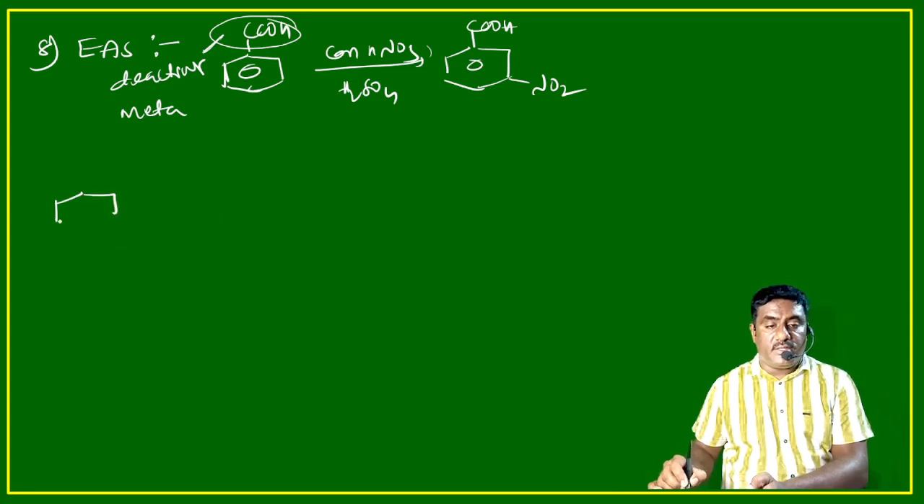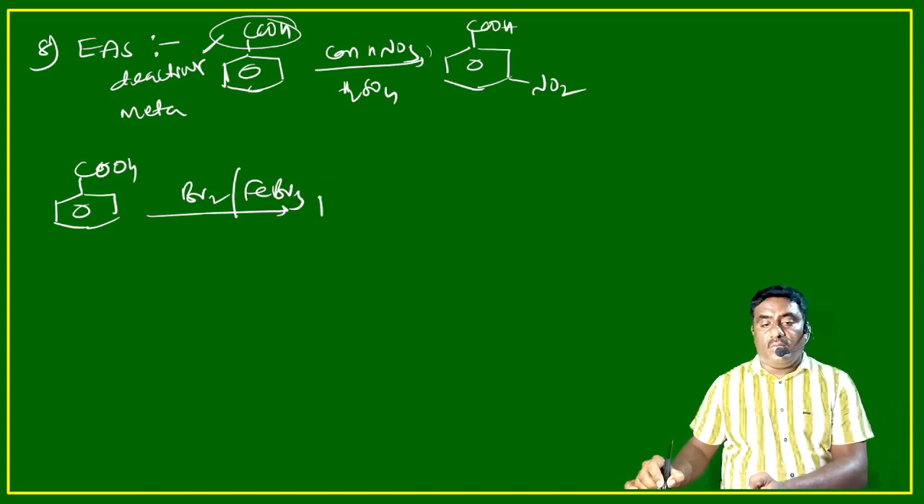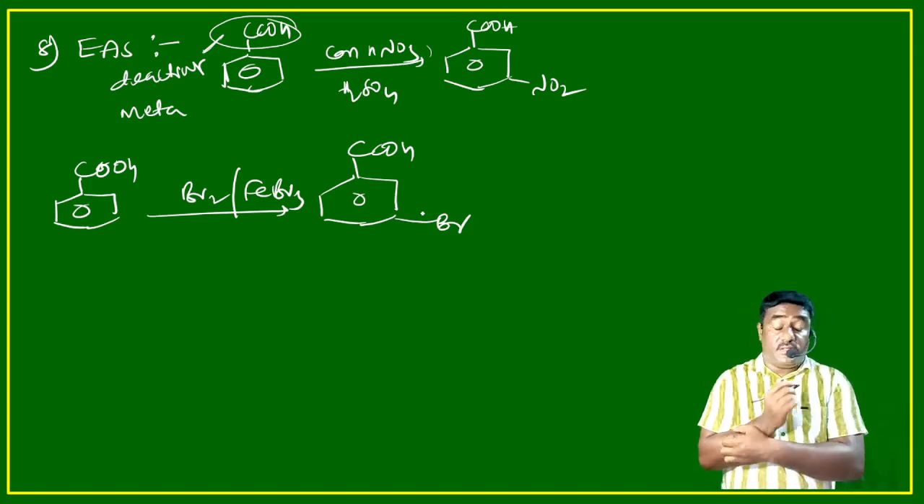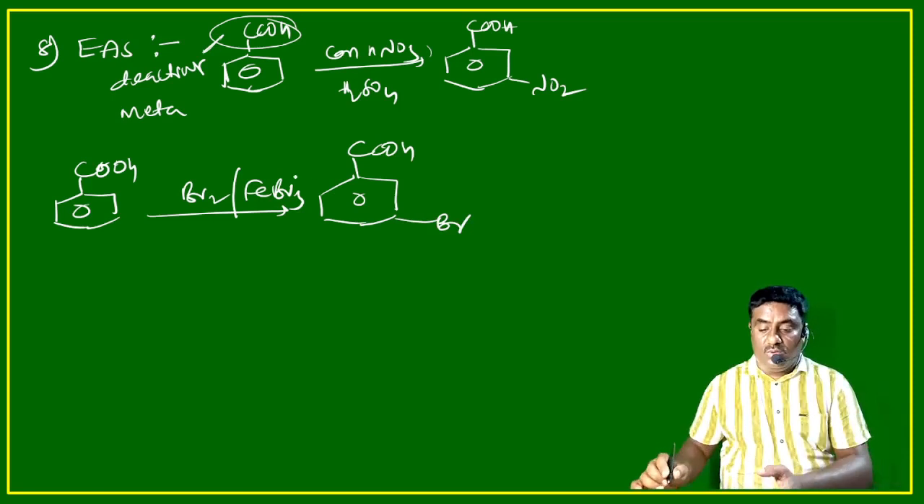Benzoic acid in the presence of Br2 and ferric bromide, FeBr3. It forms what? COOH and Br. This is for bromination. The previous one is nitration.